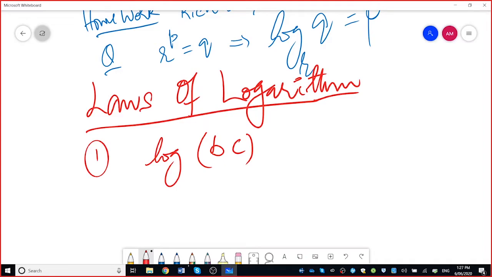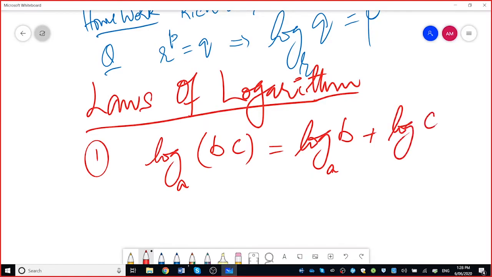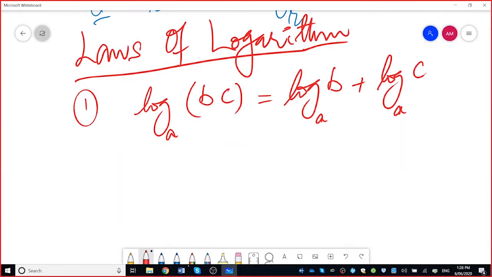So the log of the multiplication of two numbers, and I just put a here so that it can be to the base any number. If there are two numbers, you can do it like this: the individual logarithms are calculated and added together. Do you understand this? Let's do one example, and then we see if it makes sense to us or not.